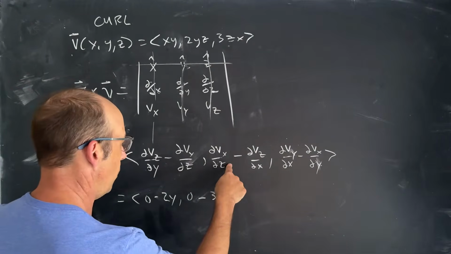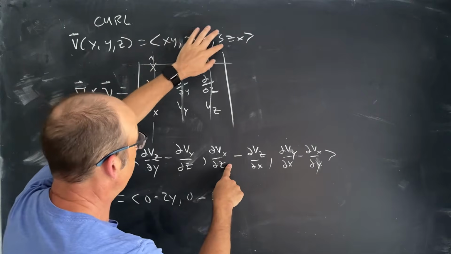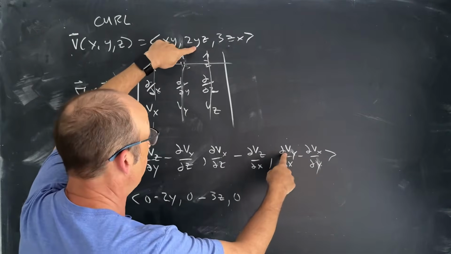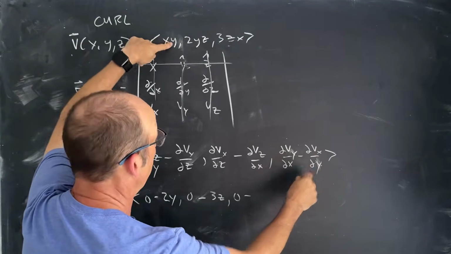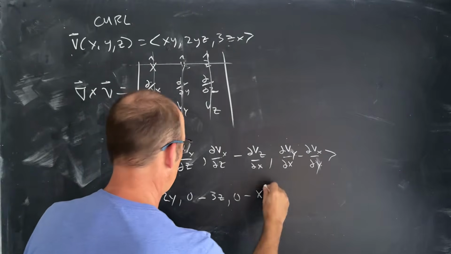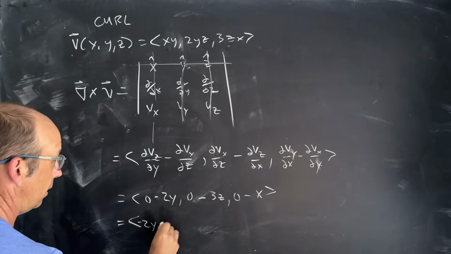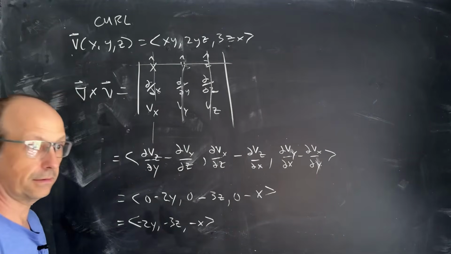So over here, I'm double checking this: Vx with respect to z minus Vz with respect to x. Okay, that's good. Now Vy with respect to x is 0 minus Vx with respect to y, which is x. So I get negative 2y, negative 3z, negative x. That's my curl.